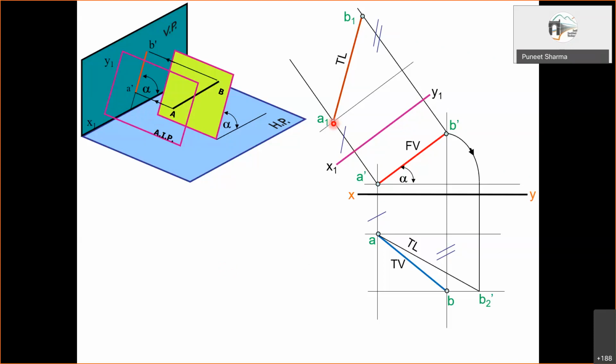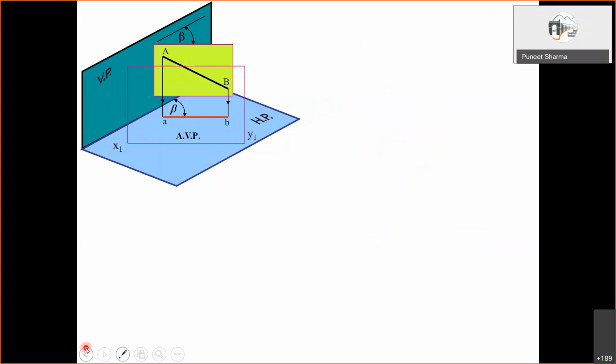Yes, sir. So beyond this, the same thing can be done for the auxiliary vertical plane. So probably in the next slide that can be seen, and then I'll close it for today. The next teacher is also waiting here.